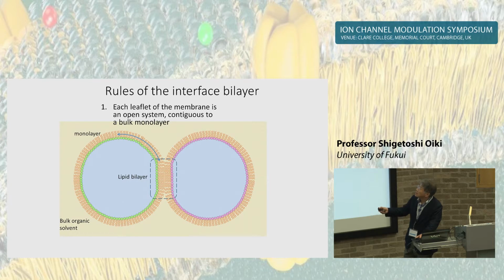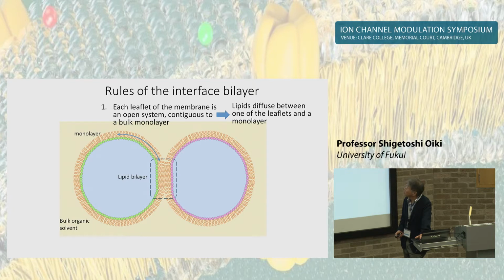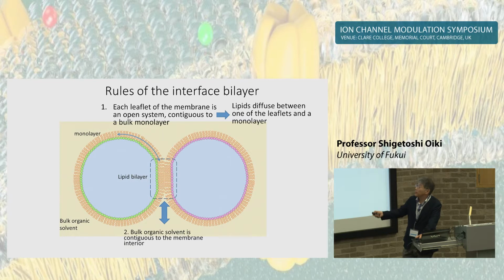Rule number one, each leaflet of the membrane is an open system. It means connecting the one leaflet of the bilayer, the lipid in this monolayer is diffusible into one of the leaflets of the bilayer. Rule number two, the bulk organic solvent is contiguous to the membrane interior. This is a very interesting architecture of this method. I will show you later.